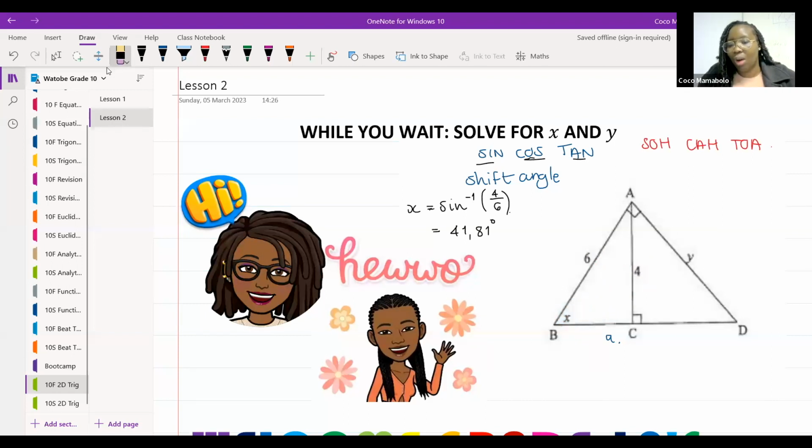Now, if we look at y, let's look at y over here. What are we calculating for, guys? We know that this is 41,81. Are we calculating for an angle or for a side? Yes, we're going to round off. Good, we're looking for a side. And remember, guys, when we were doing the lesson on Monday, we said that when we look for a side, number 1 step is to label, right? So we're going to first need an angle though.